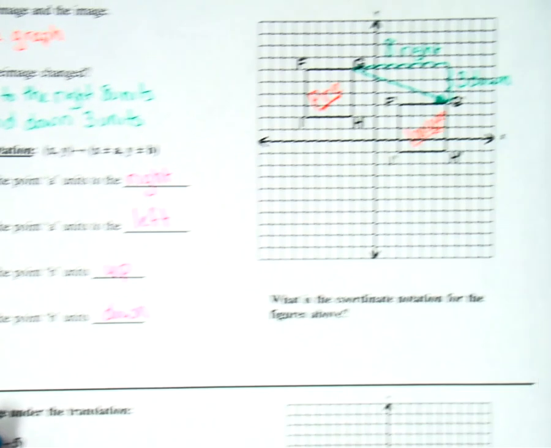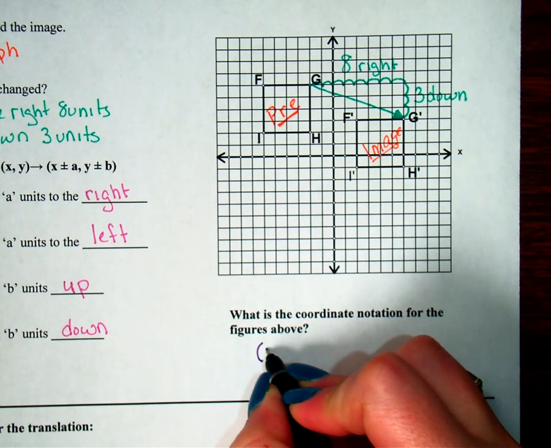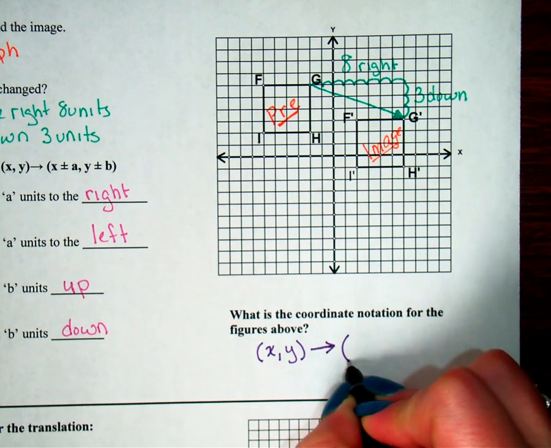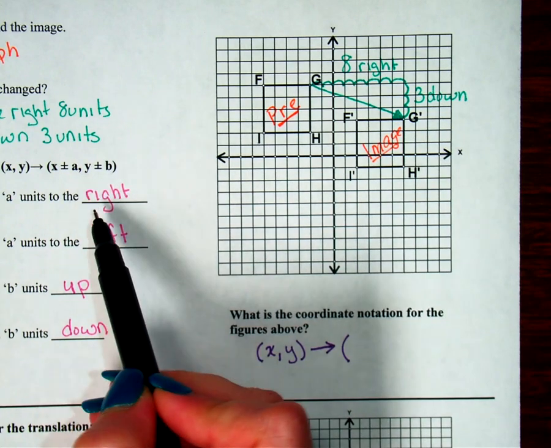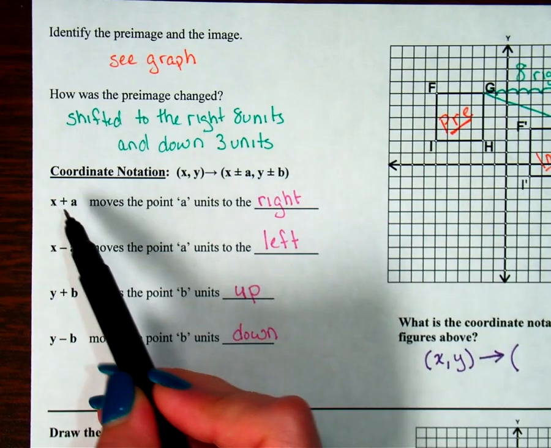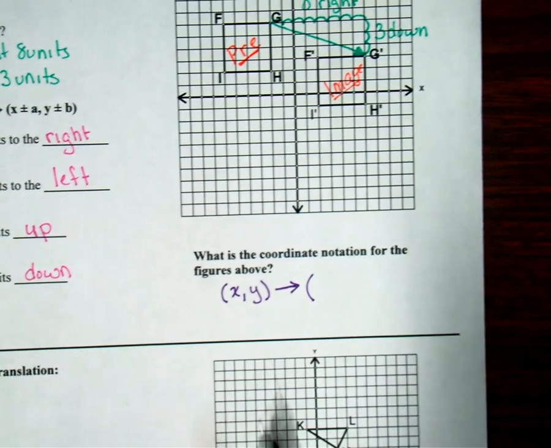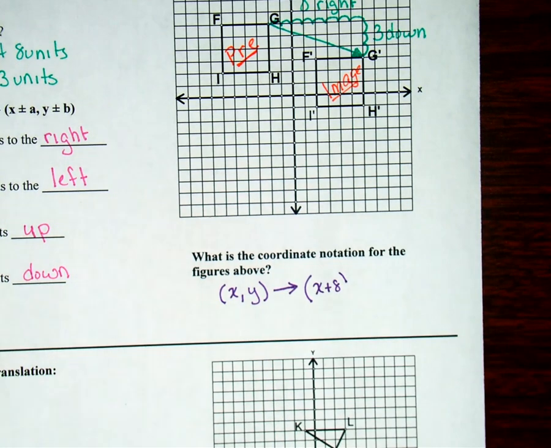Okay? So when it says, what is the coordinate notation for the figures above? To write that coordinate notation, I am going to first start with my pre-image, which is my plain x, y, and that is going to translate to, and remember we said we're going to move 8 to the right. If I wanted to move right, I have to add to x. So I'm moving 8 units to the right. So I'm going to put x plus 8, and then a comma.